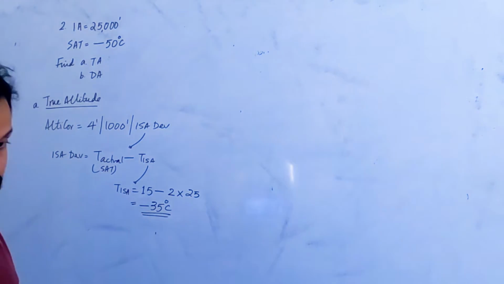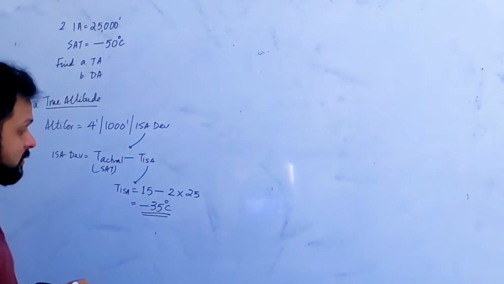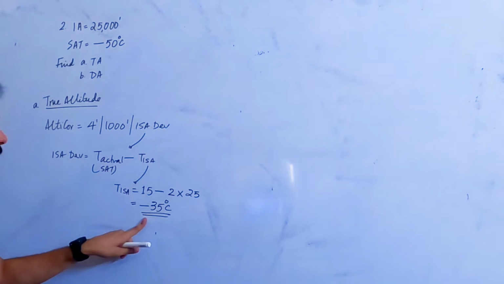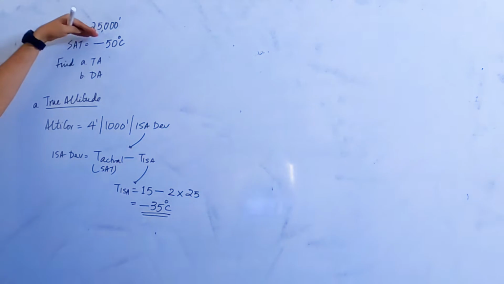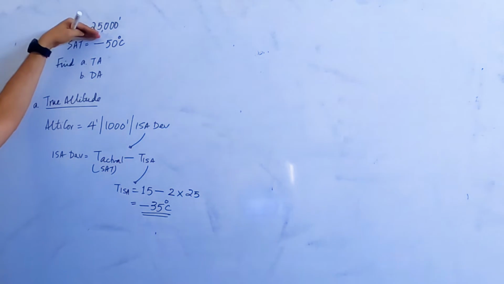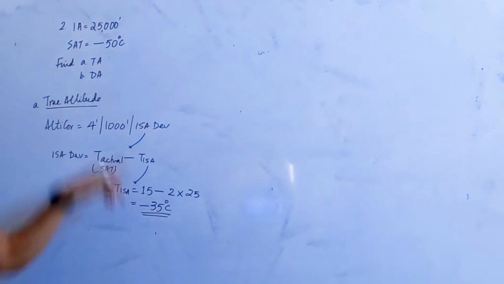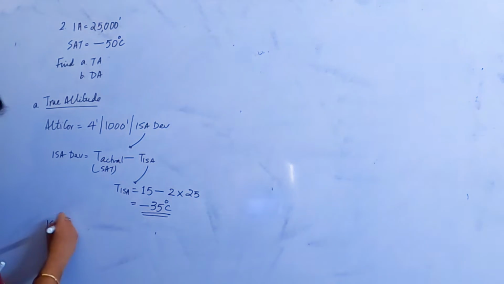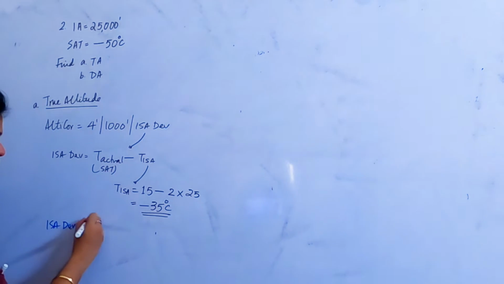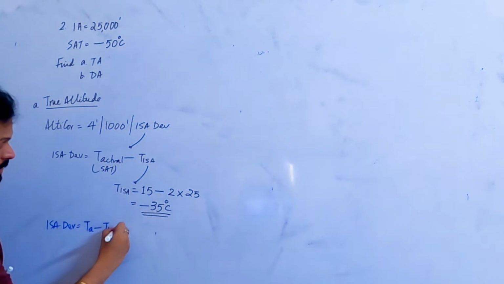Now you have to physically understand the meaning of this minus 35 T ISA. Temperature ISA is minus 35, actual temperature is minus 50. So what can you say here? The actual atmosphere is 15 degrees Celsius colder than the expected ISA temperature. And that is what we represent by defining this term ISA deviation, which is T actual minus T ISA.